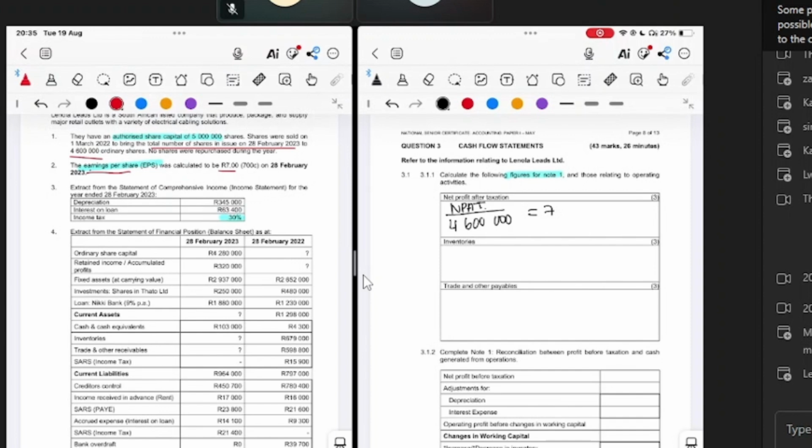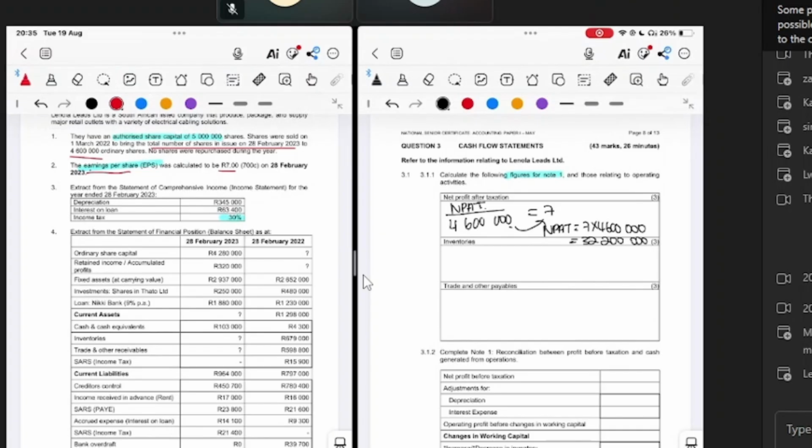So we just need to solve for net profit after tax. We take the 4.6 million to this side. We were dividing on this side, so that will be a times. So net profit after tax equals 7 times 4.6 million, and that will give you 32,200,000, and that is your net profit after tax. So you would have used the EPS formula for this.